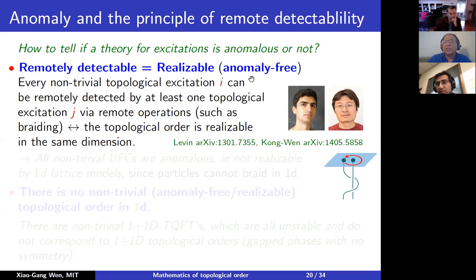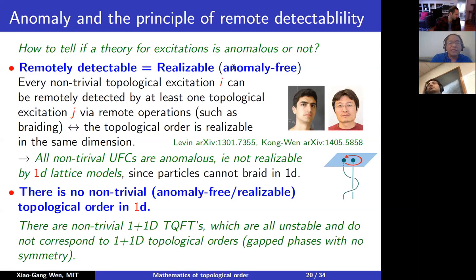One example is in two dimensions. We have a first particle. If the braiding of a second particle around the first particle, far away from the first particle, gives rise to some non-trivial phase, then that's an example of remote detection. If every particle, except the trivial particle, can be remotely detected by some other particle, then this kind of theory is anomaly free and it's realizable.